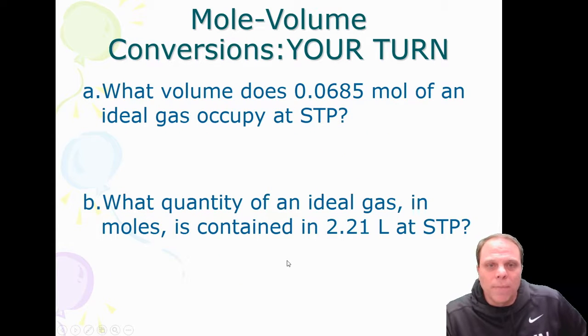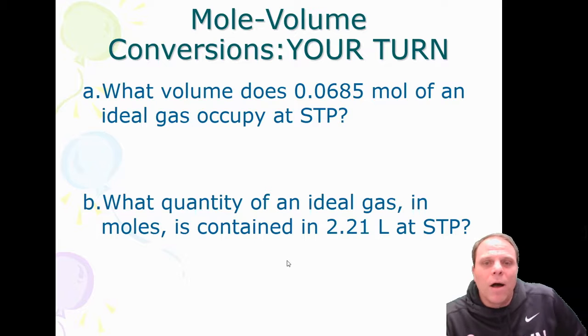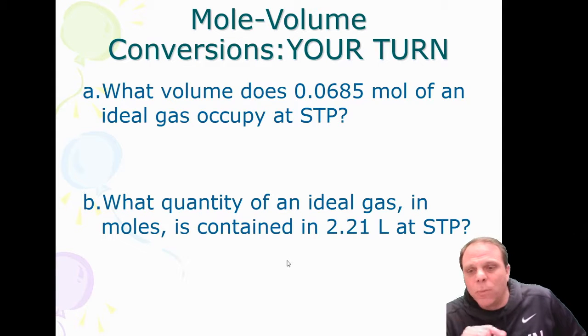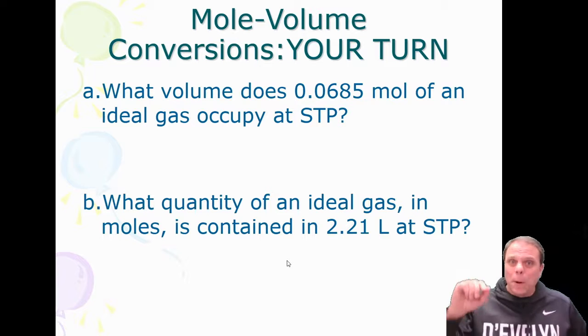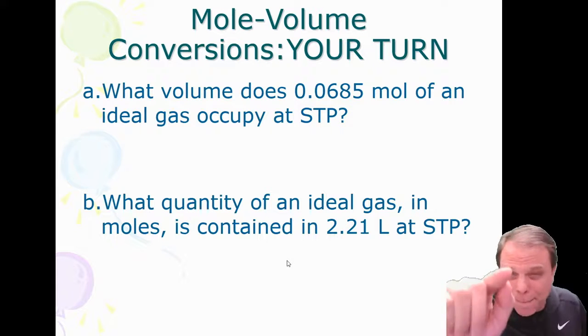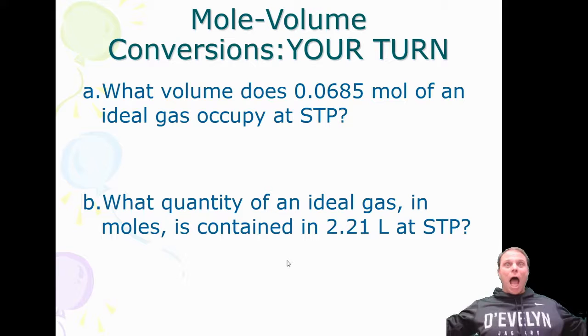So let's see if you can do it. We're going to do a little practice, right? A, what volume does 0.0685 moles of an ideal gas occupy at STP? And B, what quantity of an ideal gas in moles is contained in 2.21 liters at STP? So why don't you do a little pause and practice, and we'll see how you do. We'll come back and see what you get. Ready? And pause.